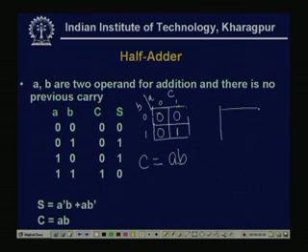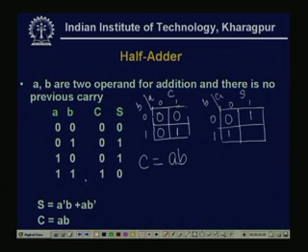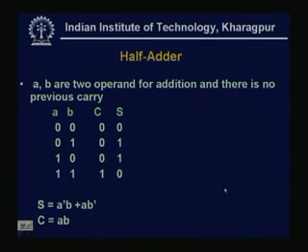Similarly, if we draw the map for my S, again I am taking A and B, this is for my S, 0 1 0 1. For 0 0 the sum is 0, for 0 1 the sum is 1, for 1 0 the sum is 1, and for 1 1 the sum is 0. So for this one the minterm is A B dash, and for this one the minterm is A dash B. So we have written that S equal to A dash B plus A B dash, and C equal to A B. This is my half adder circuit.